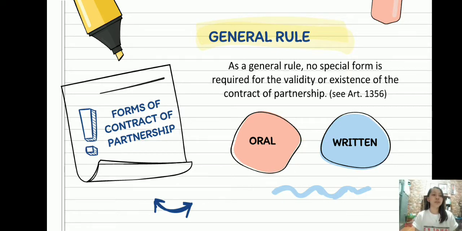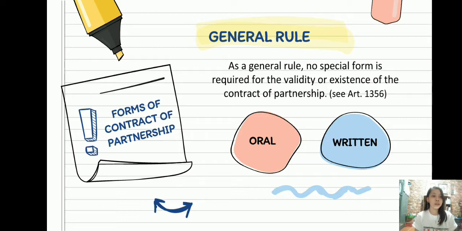But since a partnership should be registered sa SEC or sa Securities and Exchange Commission para makapag-operate ito legally, one of the requirements is that the agreement should be written. Ang reason nito is to avoid misunderstanding and disputes among the partners. And for the formalization na rin, even though yung contract nagawa siya through orally, yung agreement na ipapasa sa SEC should be in writing.